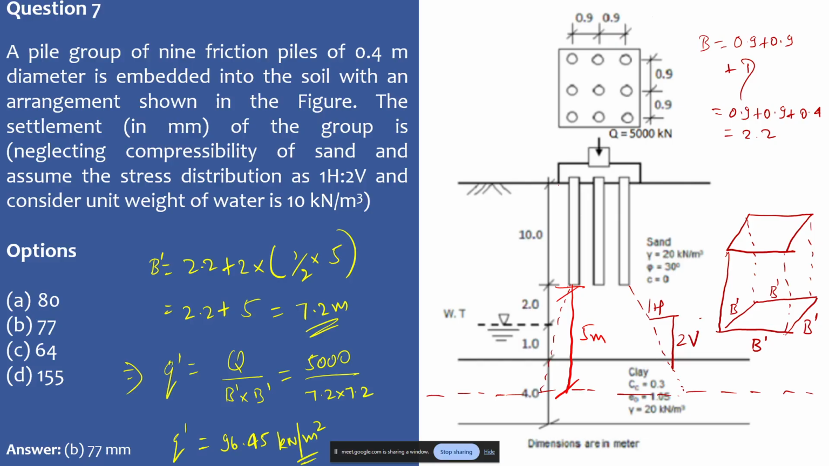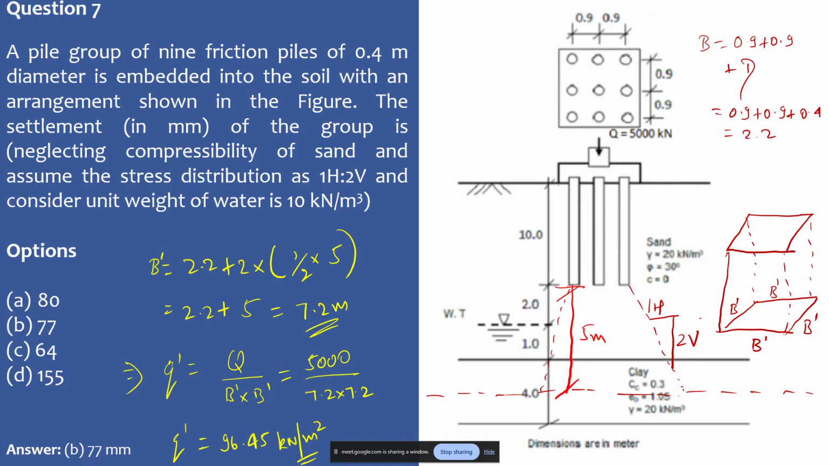So yeah, answer is 77 mm. Let's solve this. So we know the settlement of the clay layer is given by delta H is equal to Cc dash H upon 1 plus e naught, into logarithmic of sigma dash plus delta sigma upon sigma dash initial, right? So for your clay layer, the Cc value, delta sigma we know. Now we need to find how much is your effective stress. So we are also having water table.